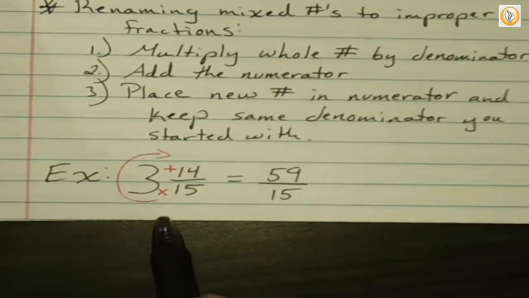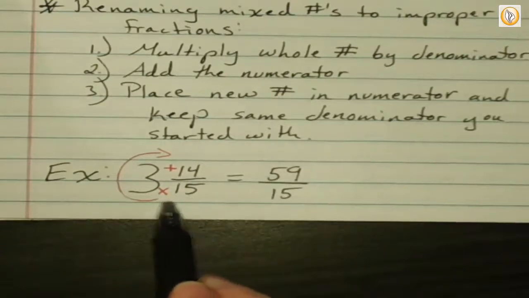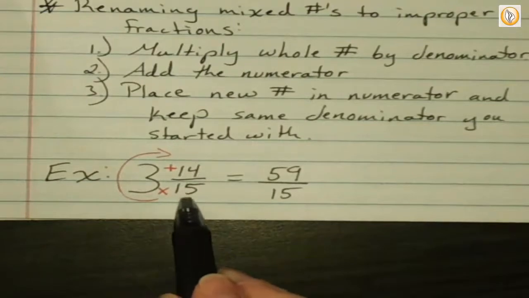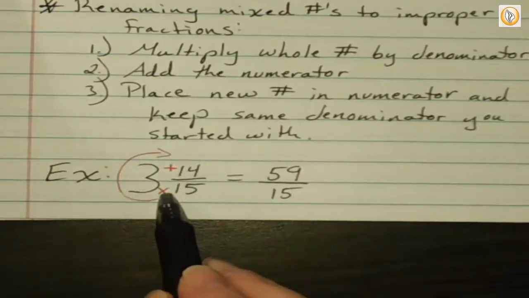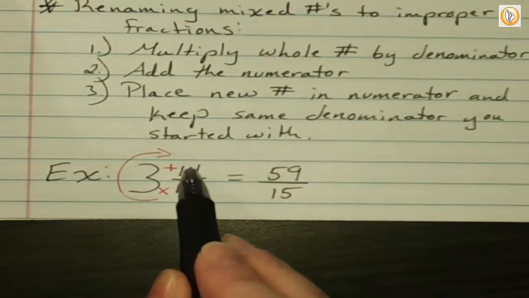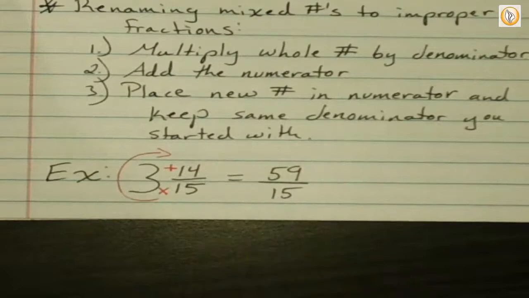Okay, so after you have this written down, sit back and look at it. So this is a mixed number. And you go in this order, like that. 15 times 3 plus 14 is 59. And then you just bring over the denominator. Exactly.